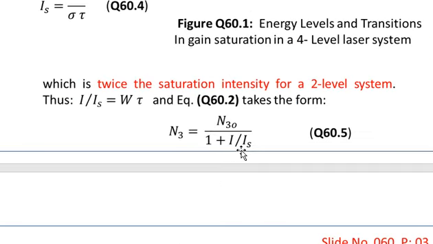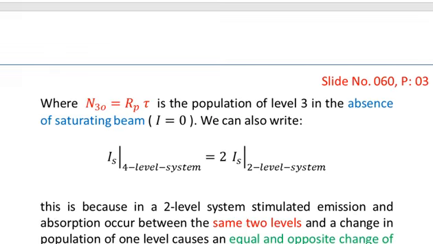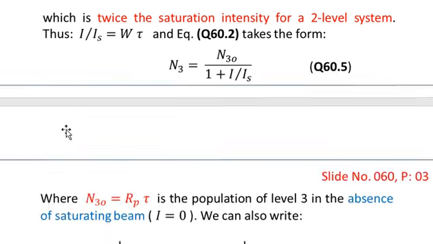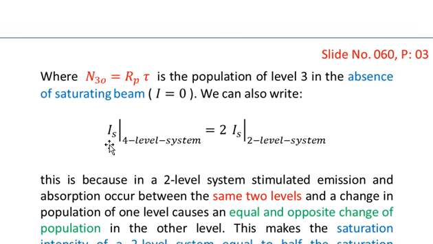If you set I equal to 0 in equation number 5, you will get N3 equal to N30. And N30 can be written also as Rp into tau, which is the population of level 3 in the absence of the saturating beam. From this analysis, that is equation number 4 we have written, for the saturating beam for the 4-level system, we can write that the saturation intensity for a 4-level system is equal to twice the saturation intensity for a 2-level system.